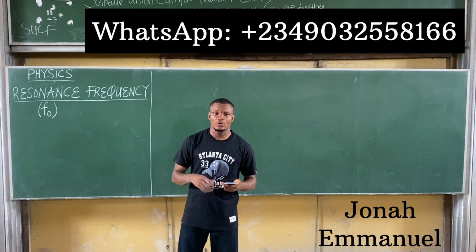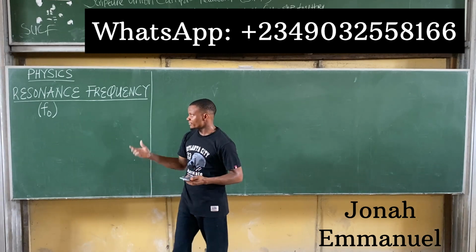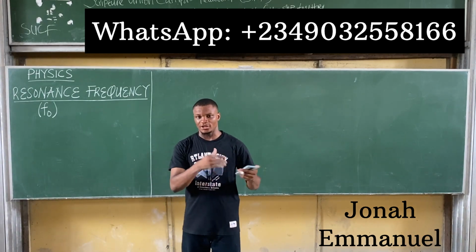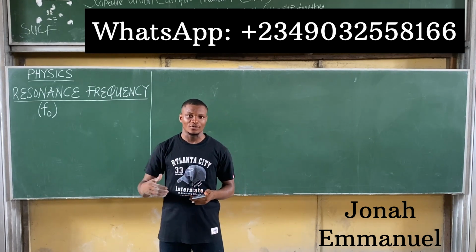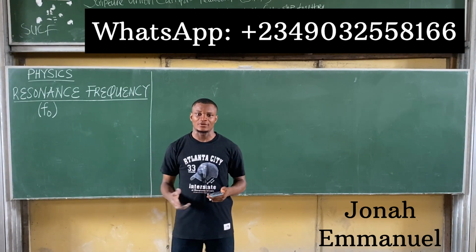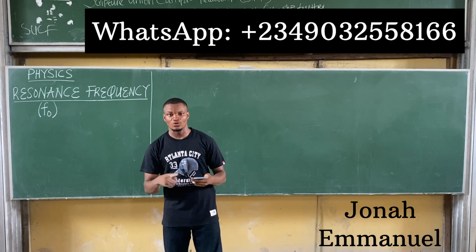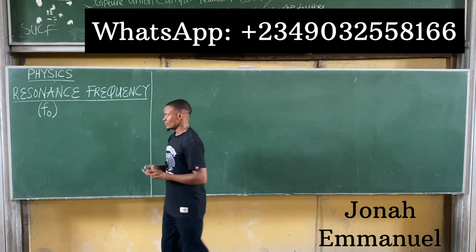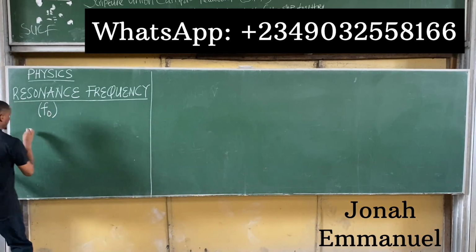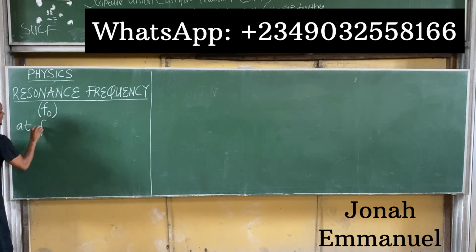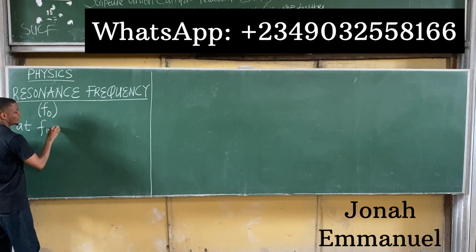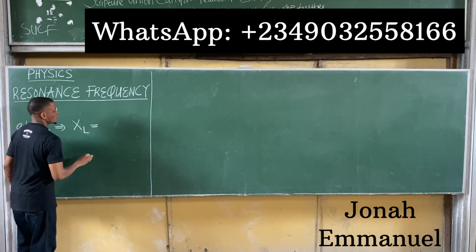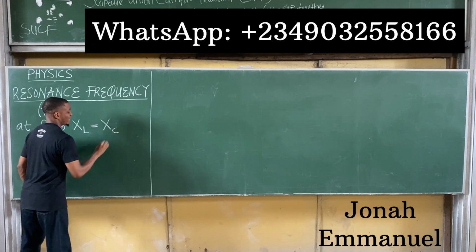All right, so here's something to note. At resonance frequency, the reactance of the inductor is equal to the reactance of the capacitor. I think that's a condition to note when it comes to solving problems on resonance frequency. So I'm saying at resonance frequency, so at F naught, the reactance of the inductor, that's XL, is equal to the reactance of the capacitor.